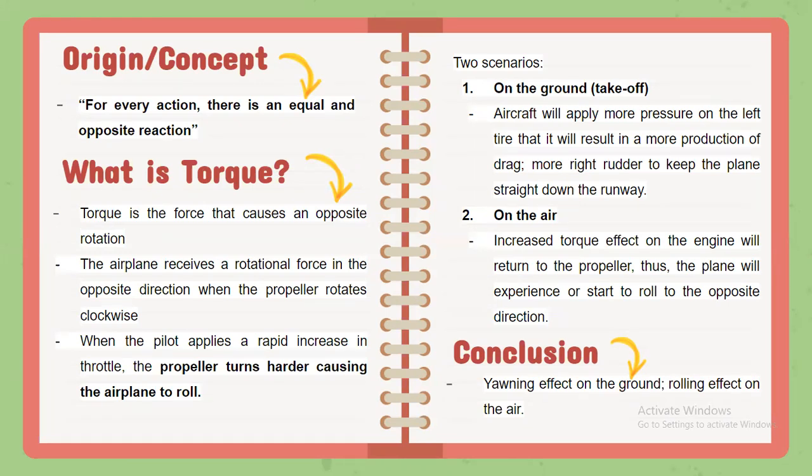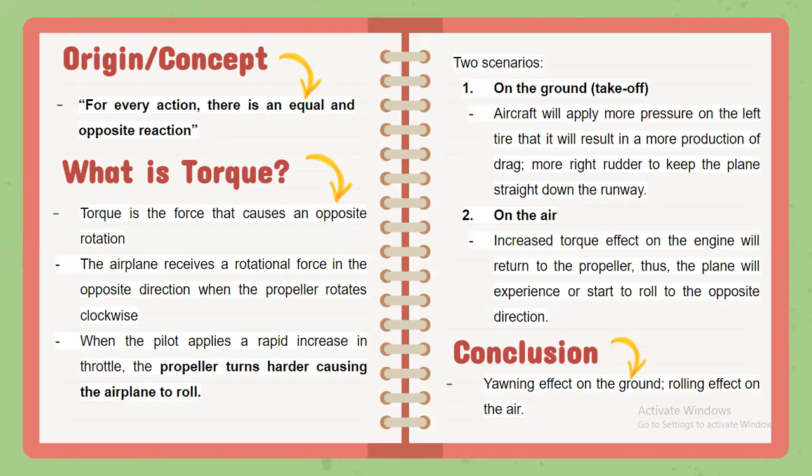We have to consider two scenarios here: on the ground or during takeoff, and when the aircraft is in the air. On the ground, the aircraft will apply more pressure on the left tire, which will result in more production of drag. So more right rudder is needed to keep the plane straight down the runway.